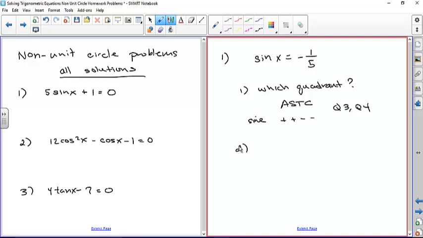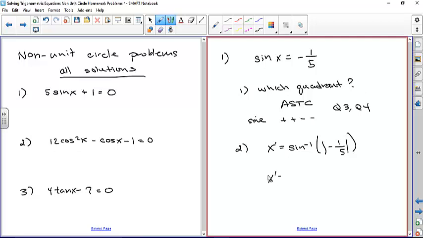Okay, step number two. Find the reference angle. It's going to be equal to the inverse sine of the absolute value of negative 1/5. So this is not square root of 2 over 2. It's not square root of 3 over 2, and it's not 1/2. So we can't use the unit circle. So let's make sure our calculators are in radians. So we're going to do the arc sine of 1/5. Take the absolute value, so we get 1/5.